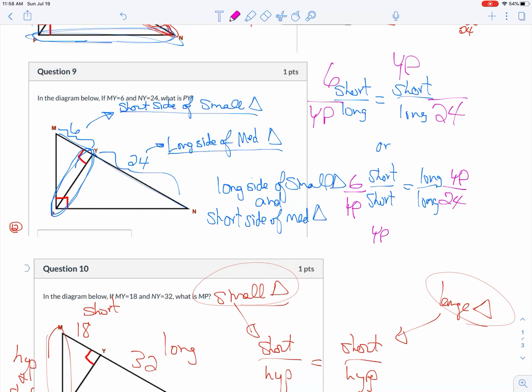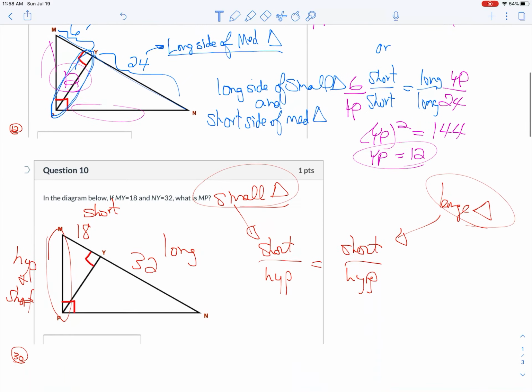You will get YP squared equals, oh man, is that 144? 144. Take the square root, YP is going to be 12. You can always double check to see that you could find these lengths and that it's going to check out in the Pythagorean theorem.